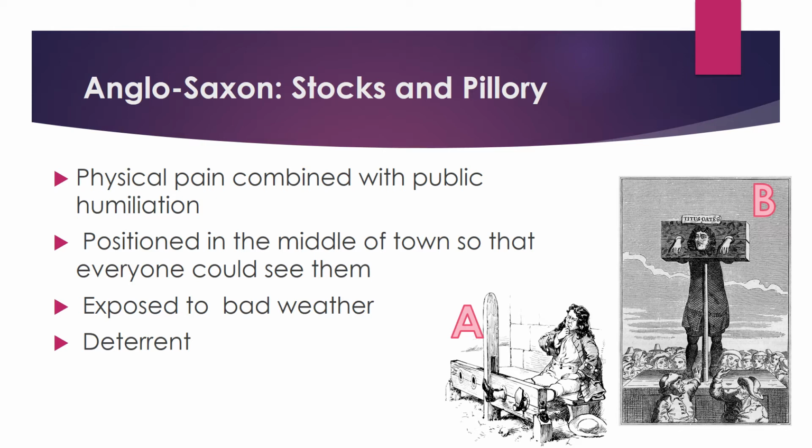These stocks and pillories were normally in the middle of town so that everyone could see them, and they're exposed to the elements. So if it's a rainy day, they're still there in the stocks or pillory having their punishment. A lot of the time people in the town would come past them and shout things at them, or maybe throw rotten vegetables at them. This was a deterrent because it was humiliating to be in the middle of your town where everyone knew who you were, being publicly humiliated for committing a crime.